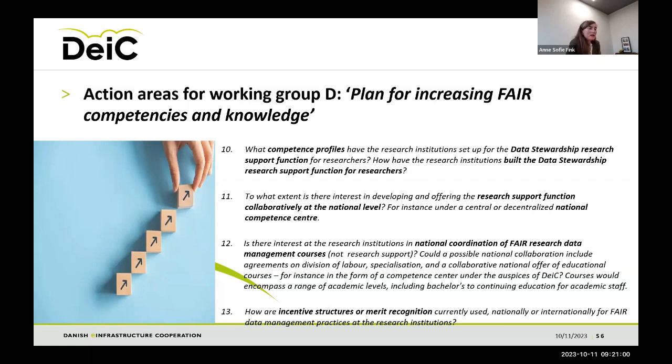Action area 13, how are incentive structures or merit recognition currently used nationally and maybe internationally for FAIR data management practices at the research institution. Again, you'll recognize this: how can we actually acknowledge that people are working in this area and are doing important stuff for creating FAIR data management.